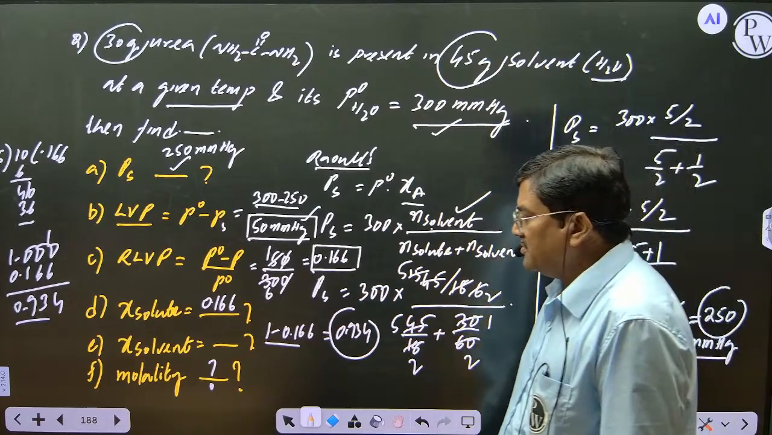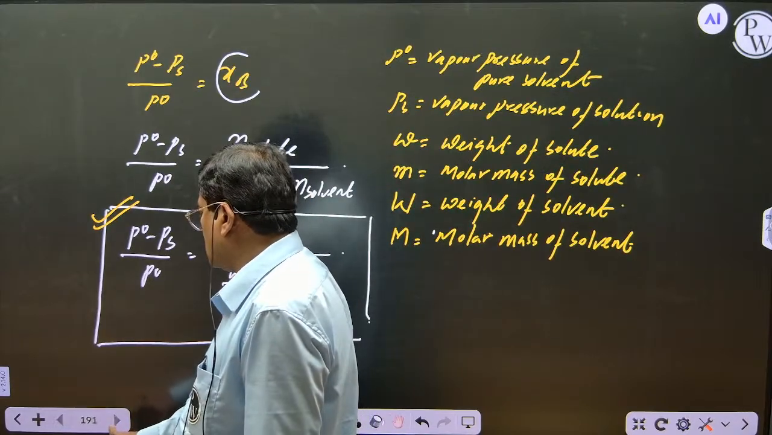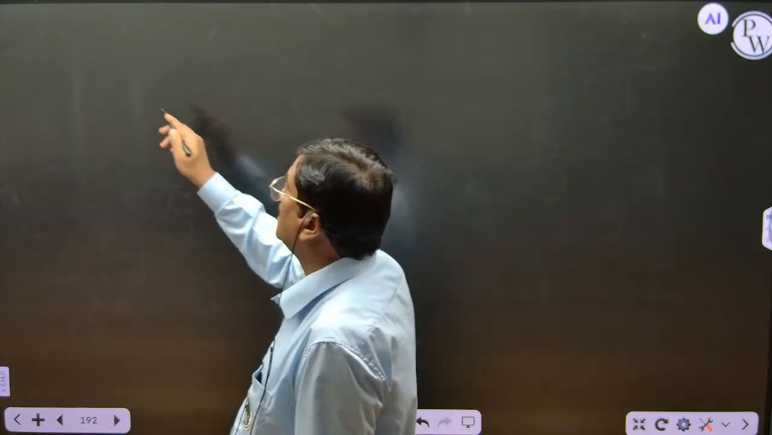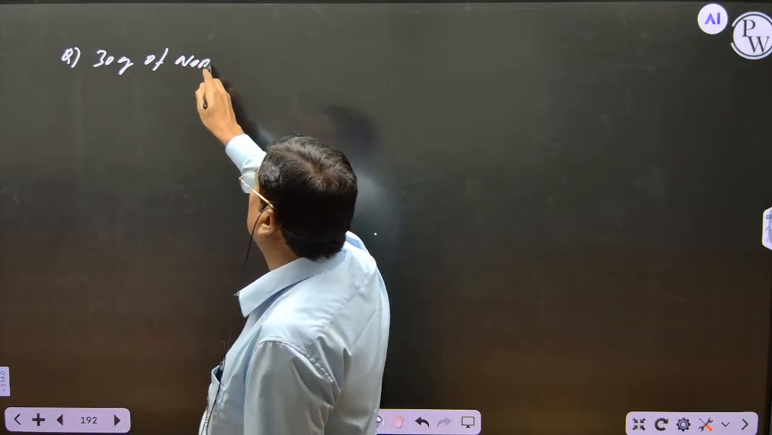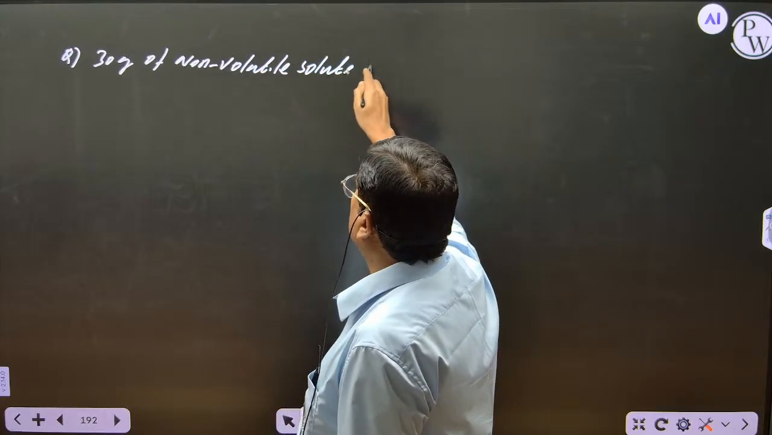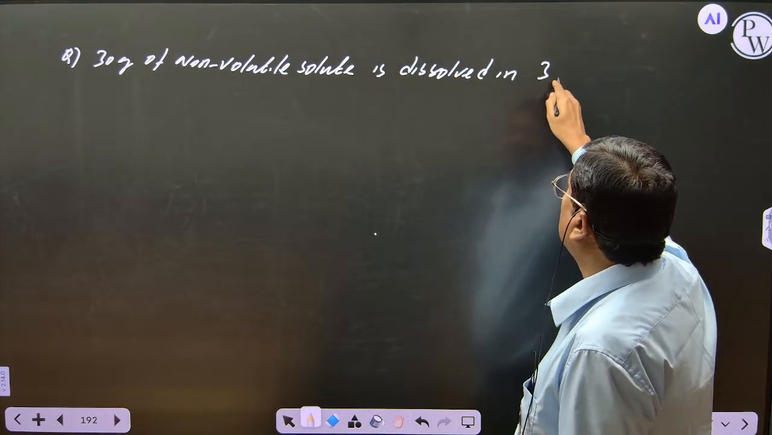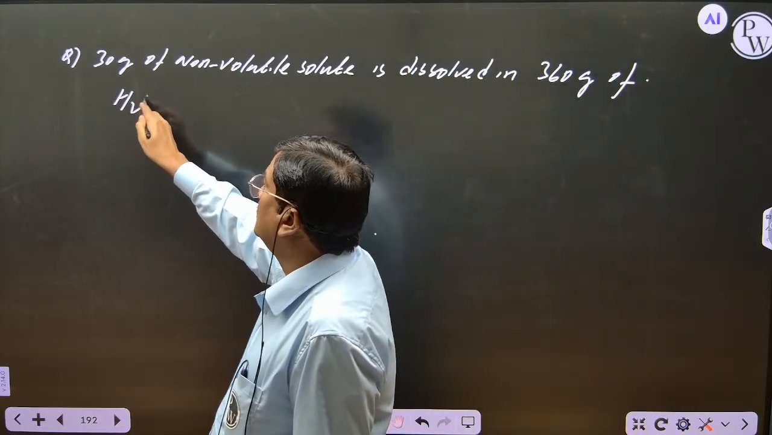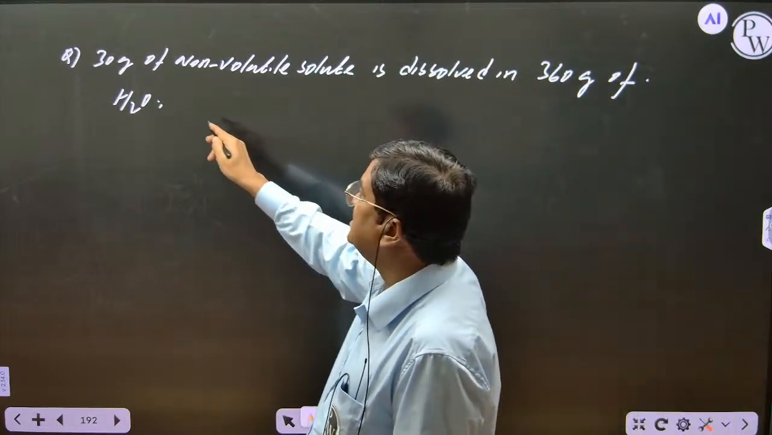Clear? Now write one more problem. 30 grams of non-volatile solute is dissolved in 360 grams of water at 100 degrees Celsius.